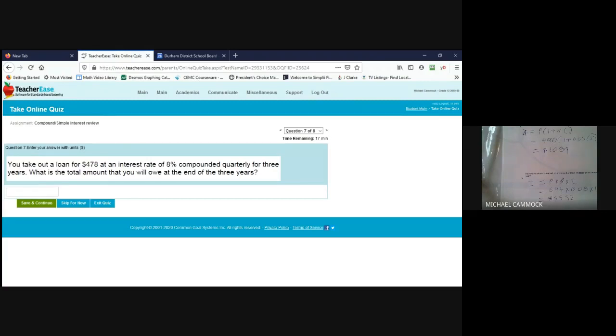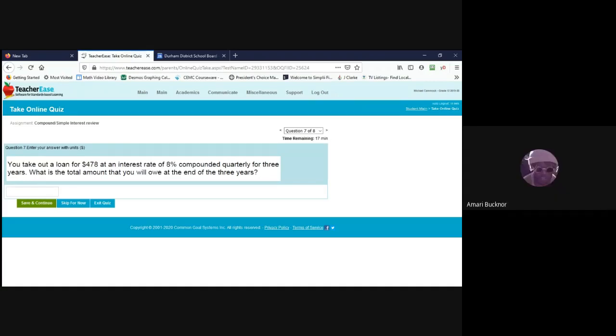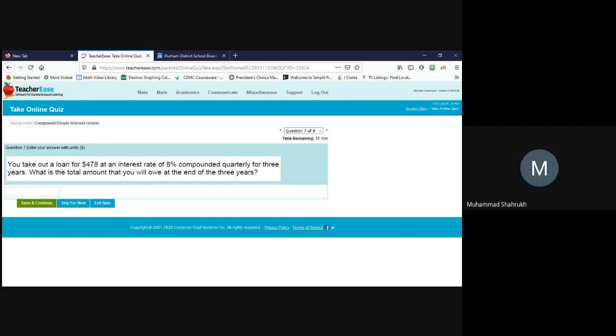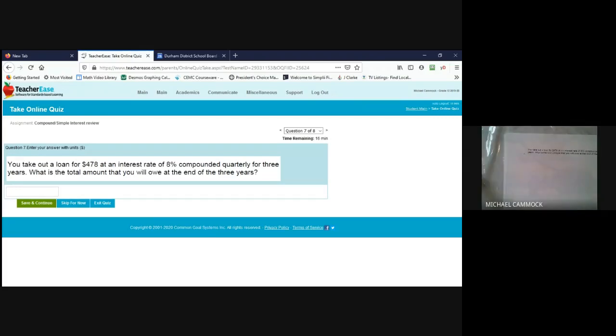So let me start with you, Amari. Simple or compound? What do you think? I think it's compound, because there is the word compound right there in the question. Right? And is this going to be interest only or amount? Mohammed, what do you think? Interest only or amount? Amount, because the word is right there in the question. Okay, so let's go back to the camera. Let's see if we can finish this up now.